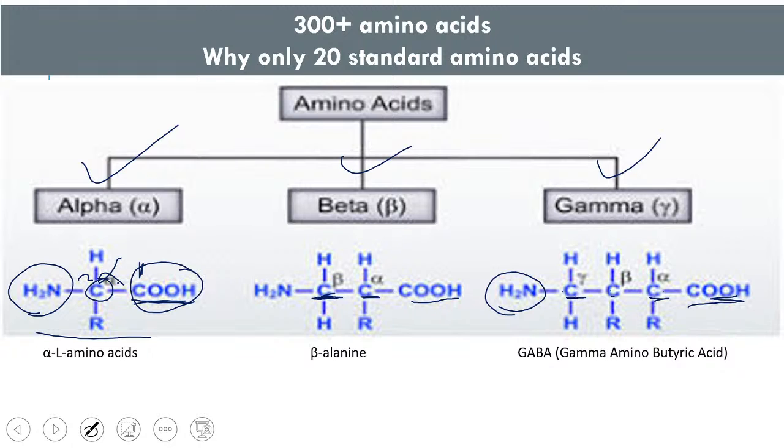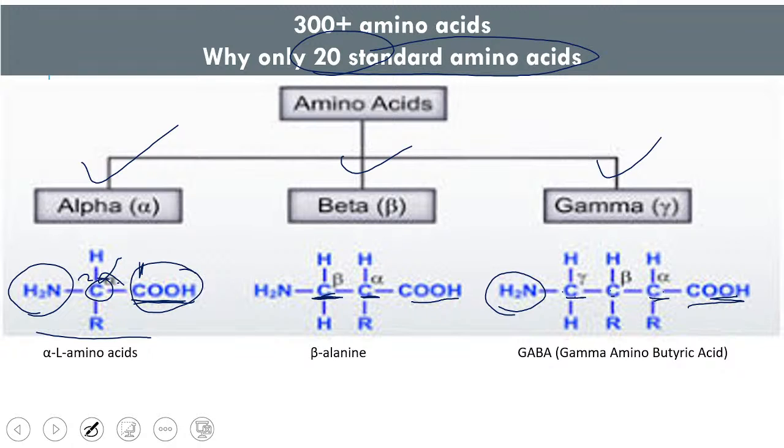Now in our body, in the living system, we are having more than 300 different types of amino acids. Some amino acids will be alpha, some will be beta, some will be gamma. But all 300 plus amino acids we are not going to use for protein synthesis. In protein synthesis, we are going to use only 20 specific standard amino acids.